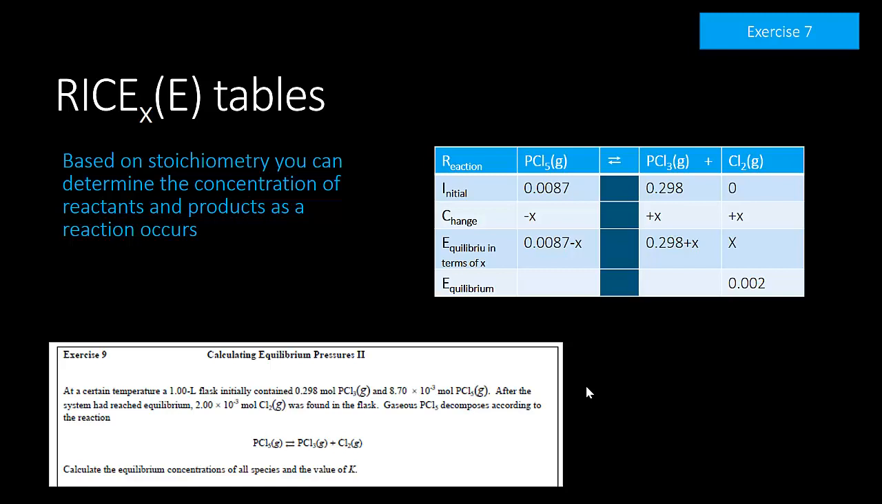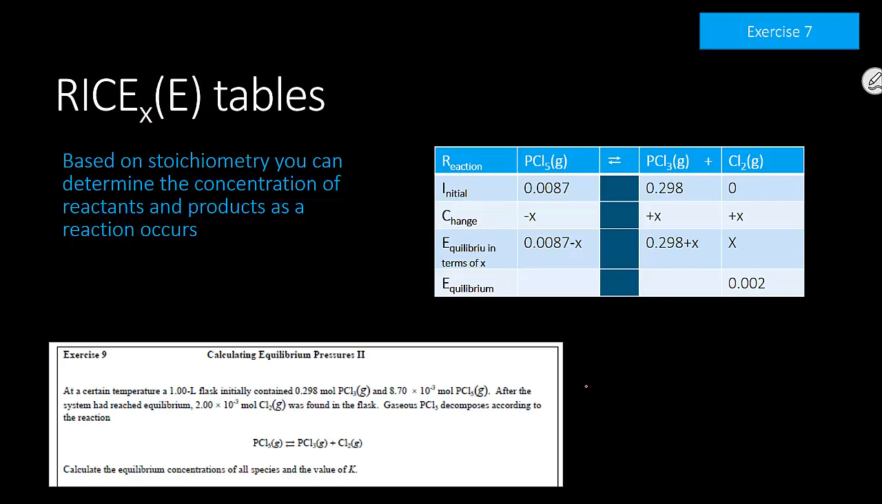So I add an extra E here because I personally like seeing my equilibrium concentrations expressed in terms of X to visualize how we got to our concentrations at equilibrium. So I kind of use a RICE E table.